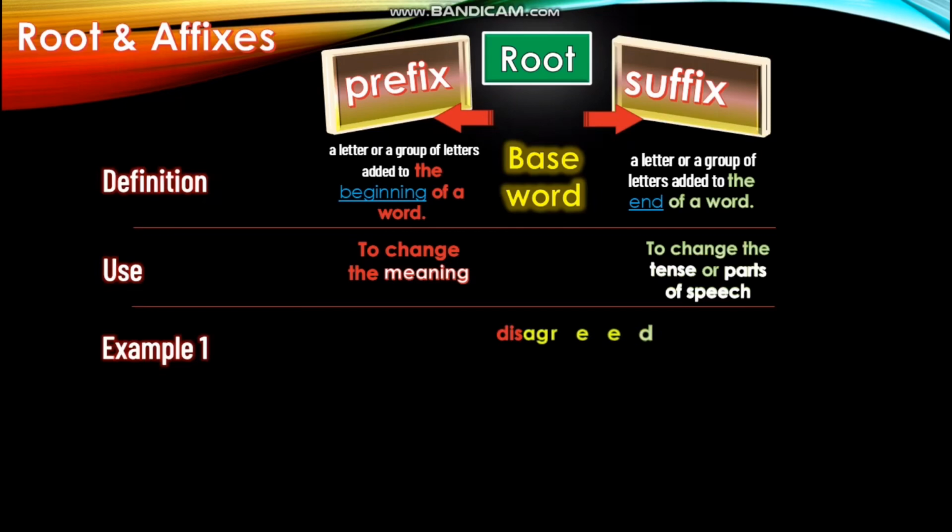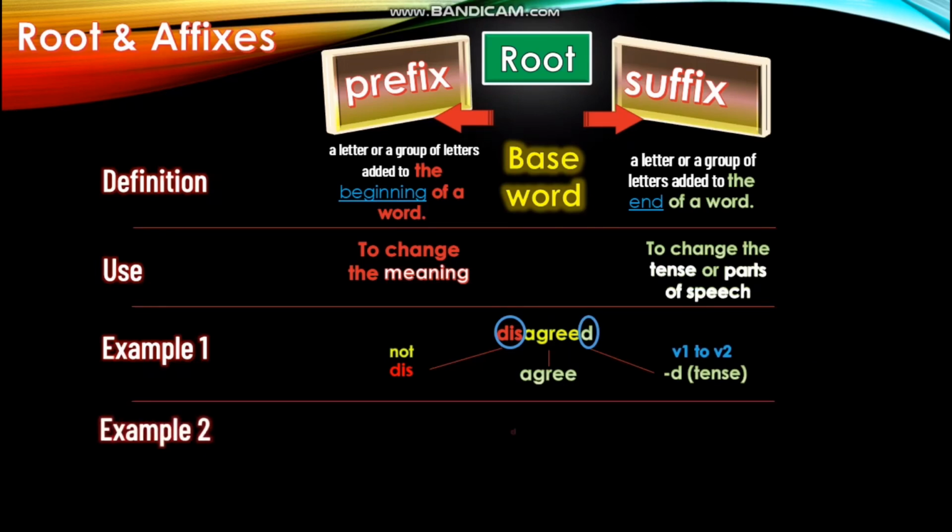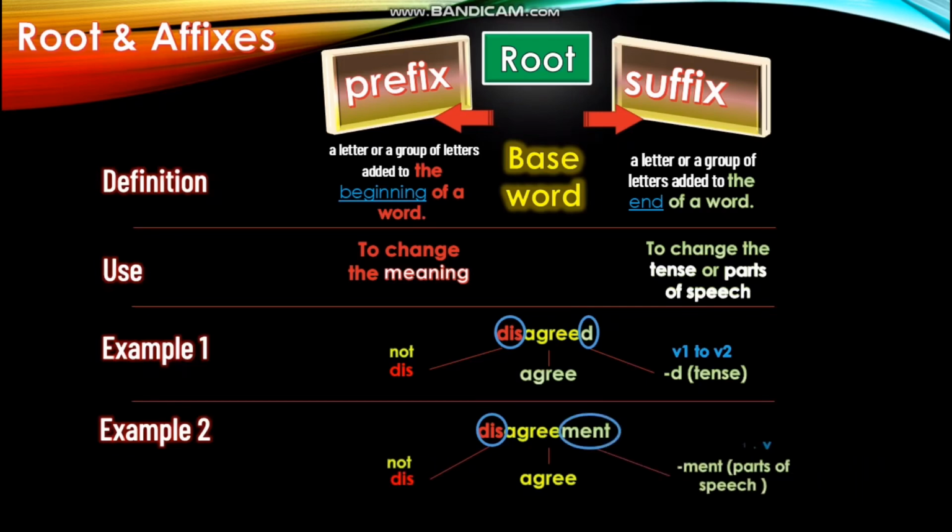Example 1. Disagreed. The base word here is agree. Dis is a prefix, means not. Ed is the suffix that changes the tense from verb 1 to verb 2. Example 2. Disagreement. The base word here is agree. Dis is a prefix, means not. Meant is the suffix that changes the word's part of speech from a verb to a noun.